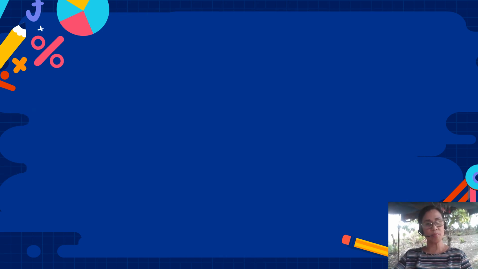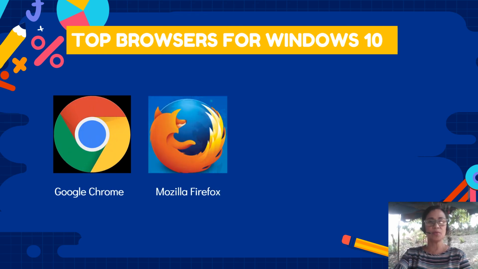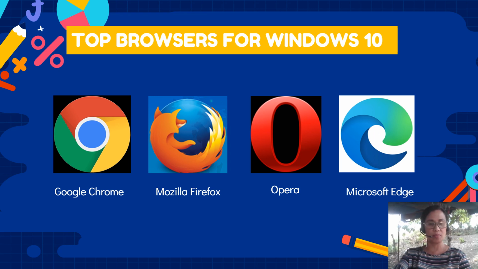Now, the last example is you have a new gadget, and you need to install 2 browsers in your gadget. Here are the top browsers that you can install for Windows 10: Google Chrome, Mozilla Firefox, Opera, and Microsoft Edge. But you have only to choose 2. So how many possible options or selections are you supposed to have?